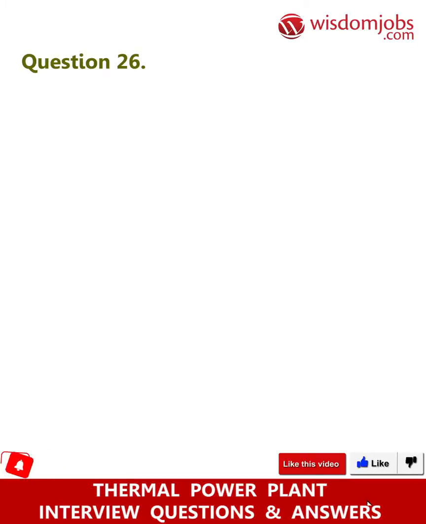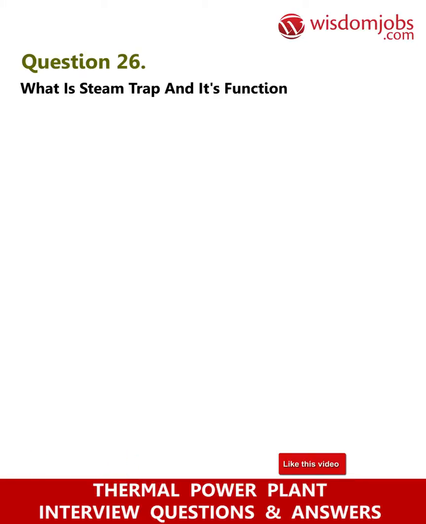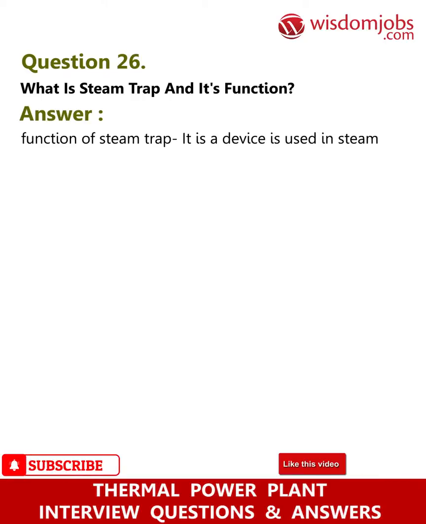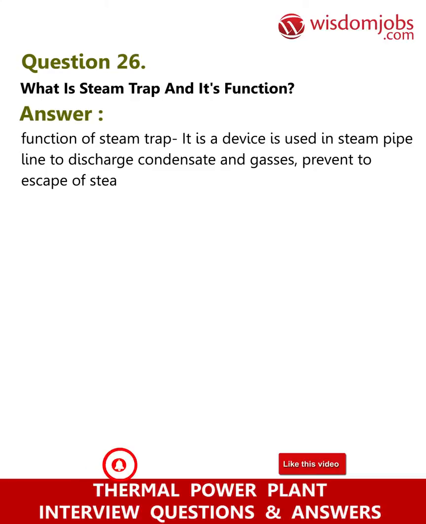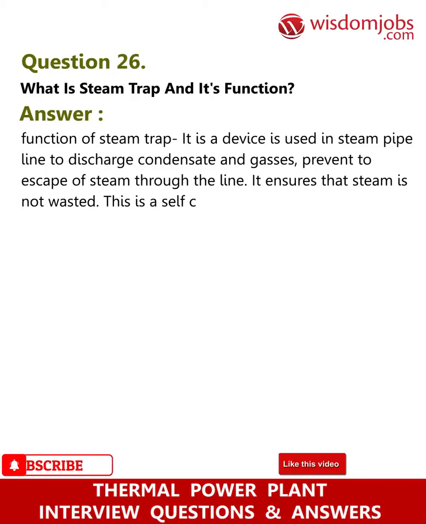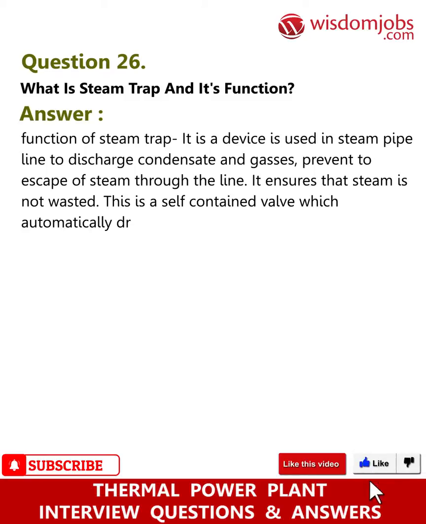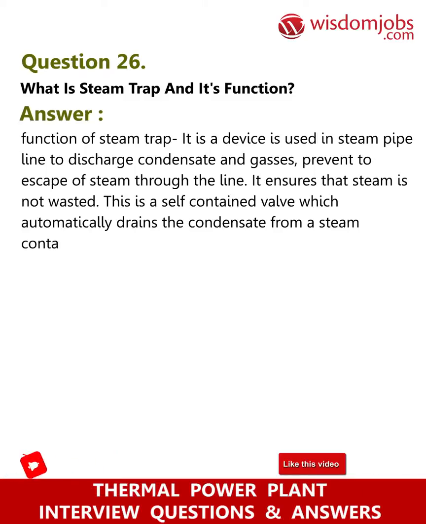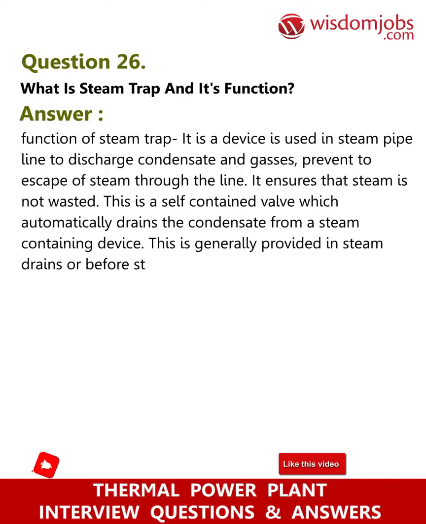Question 26. What is a steam trap and its function? Answer. Function of steam trap. It is a device used in a steam pipeline to discharge condensate and gases, preventing the escape of steam through the line. It ensures that steam is not wasted. This is a self-contained valve which automatically drains the condensate from a steam-containing device. This is generally provided in steam drains or before the steam drain valve.